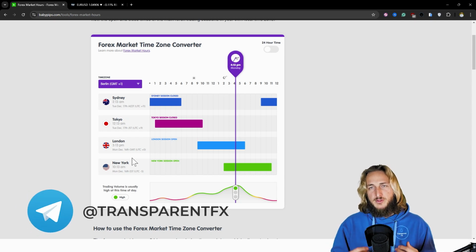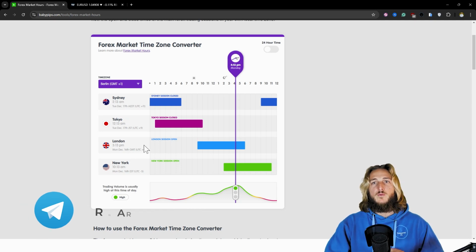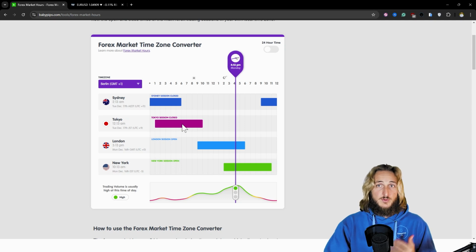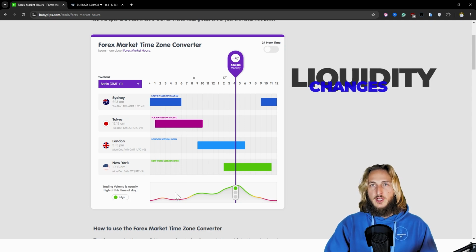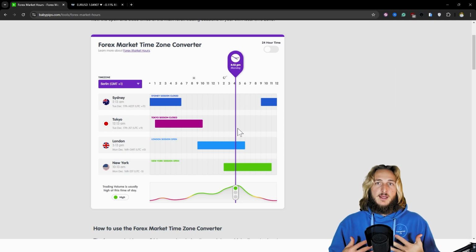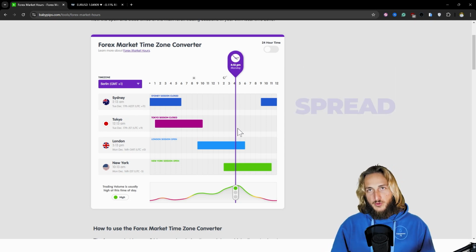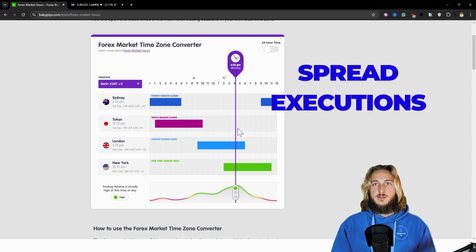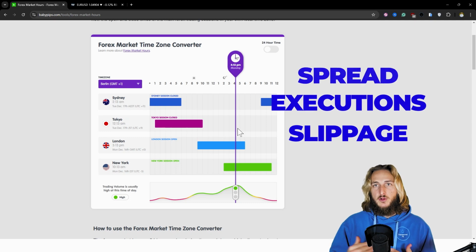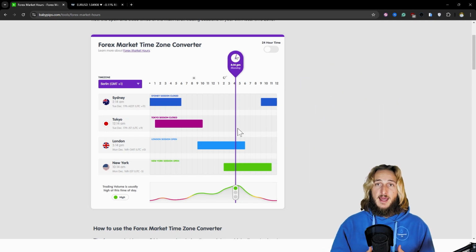But the most fundamental concept that you really need to take into account when you're developing any kind of trading strategy, and that is what we will be looking at, is the liquidity. So how the liquidity changes throughout these sessions, because when liquidity changes, also the spreads change, the executions change. You could have much higher slippage when there is low liquidity. You will certainly have much higher spreads when there is a decrease in liquidity. So how does the liquidity change throughout these sessions?